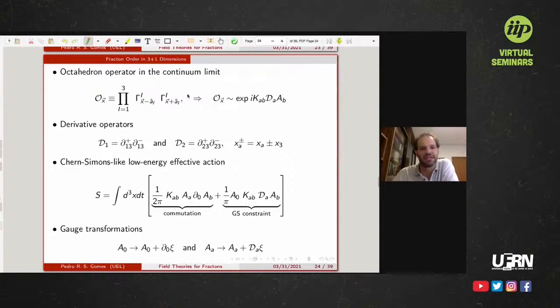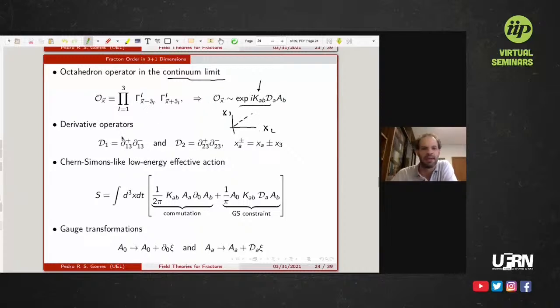The first thing is to consider the continuum limit. So we use this representation in the octahedron operators, and as we take the continuum limit, we get something like this. You have that parameter k, and the parameters t are encoded inside these big D operators, which are second order derivative operators, depending on special combinations of coordinates. For example, if you have direction 3 and direction 1, these coordinates are along the diagonal.